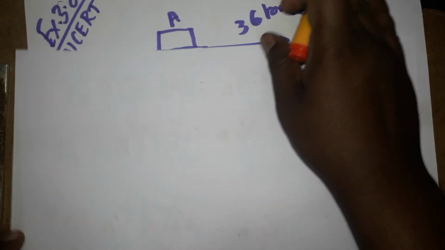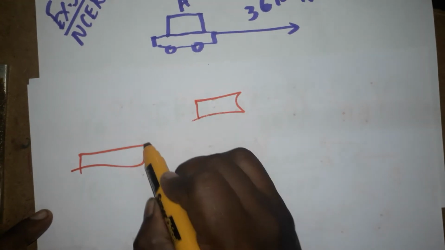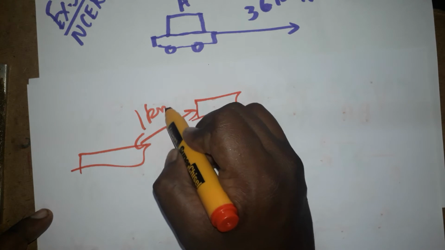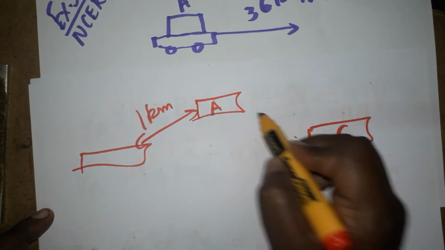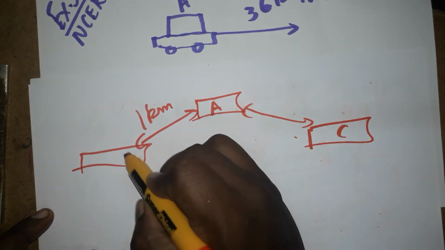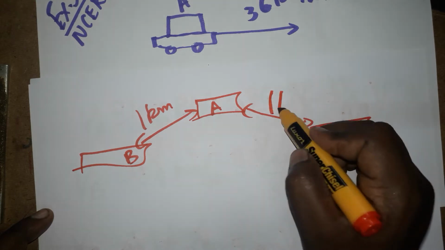Now we will see what the question asks. There are three cars. The distance between B car and A car is 1 kilometer. The distance between C car and A car is 1 kilometer. Exactly, AB distance and AC distance are equal, 1 kilometer each.